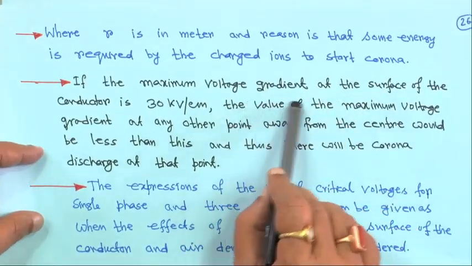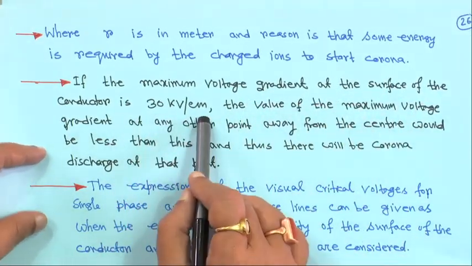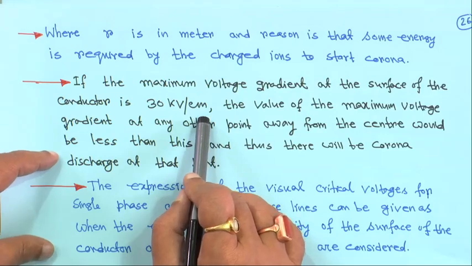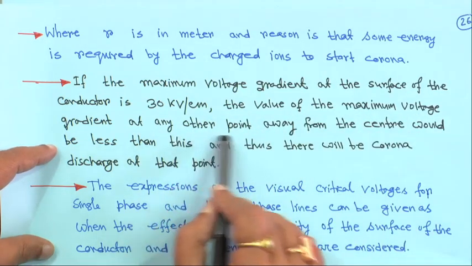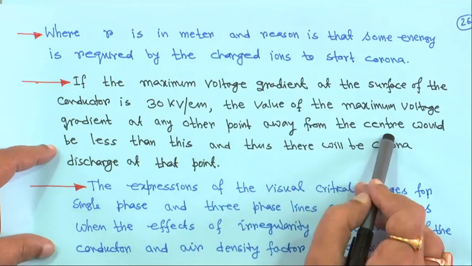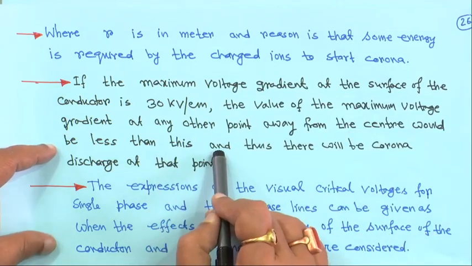So, if the maximum voltage gradient at the surface of the conductor is, say, 30 kilovolt per centimeter, the value of the maximum voltage gradient at any other point away from the center would be less than this, that is true.